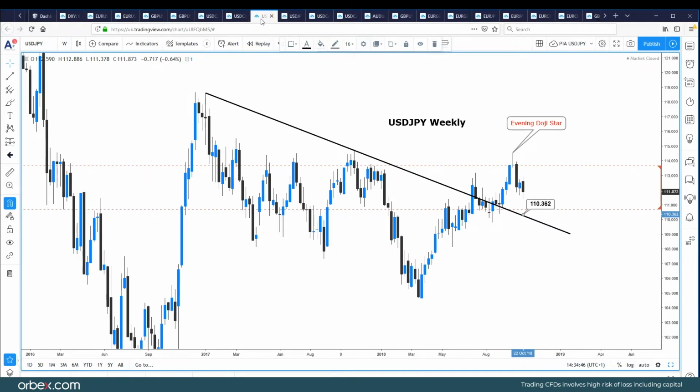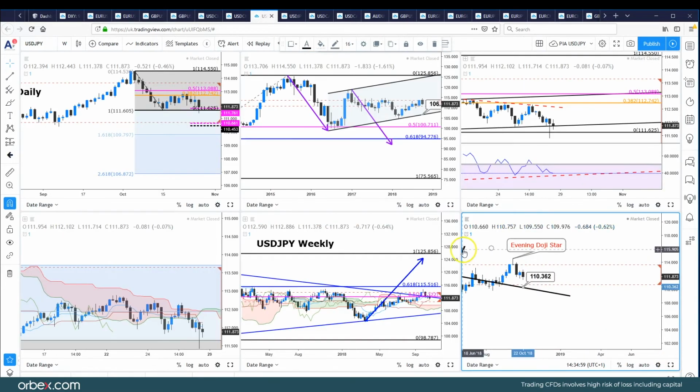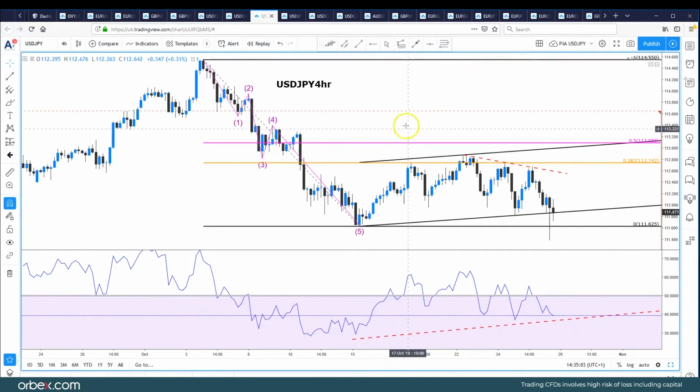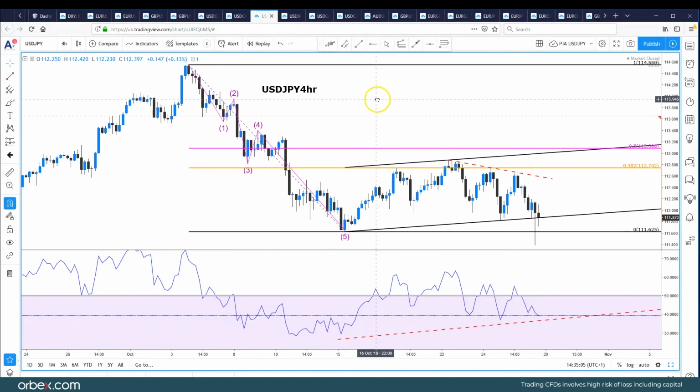Now, dollar yen, we are short. We had an evening doji star pattern posted on the weekly chart. We've got reverse trendline support coming in around about 110.36. What I don't like, I'm going to highlight it here, is this time frame.